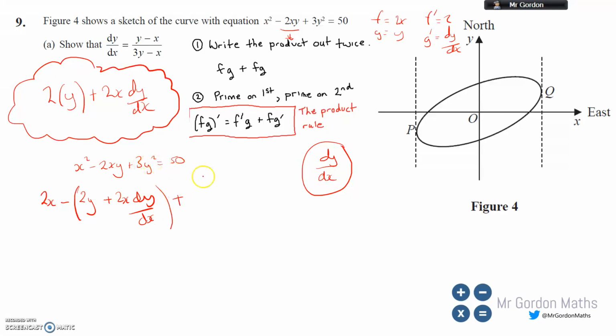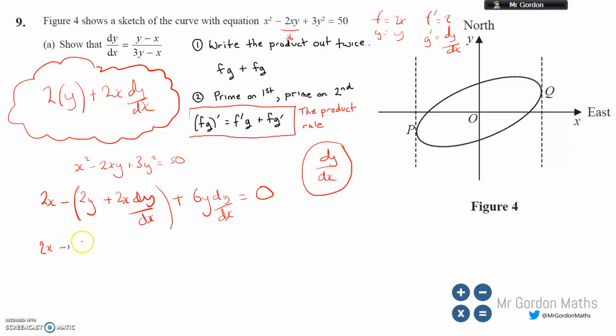Plus, this is going to be 6y, but I said I'm going to write dy by dx after every y term, so I'll do that in there. And 50 is just going to give us a 0, because constants differentiate to nothing. So now we've got to get this in the form dy by dx. I have two dy by dx terms here, so I'm going to have to group those together and then factorise the dy by dx out. So let's get on with that.